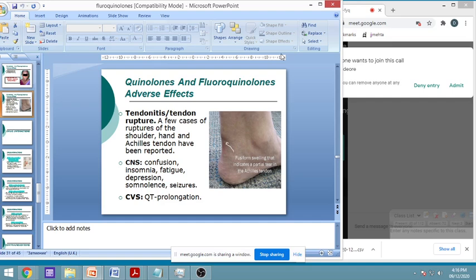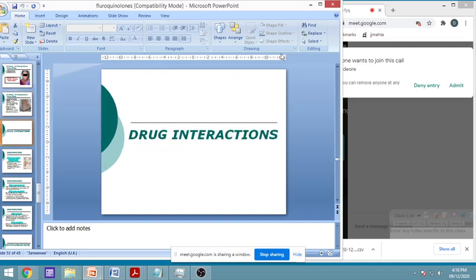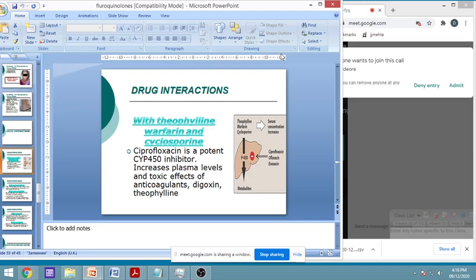Then it causes tendonitis, that is tendon rupture. A few cases of rupture of the shoulder, hand and Achilles tendon have been reported. In the CNS it causes confusion, insomnia, fatigue, depression, somnolence, seizures and QT prolongation. It has drug interaction with many drugs, as it is a potent CYP450 inhibitor. CYP is one of the very prominent enzymes doing metabolism. So it is a potent CYP450 inhibitor.